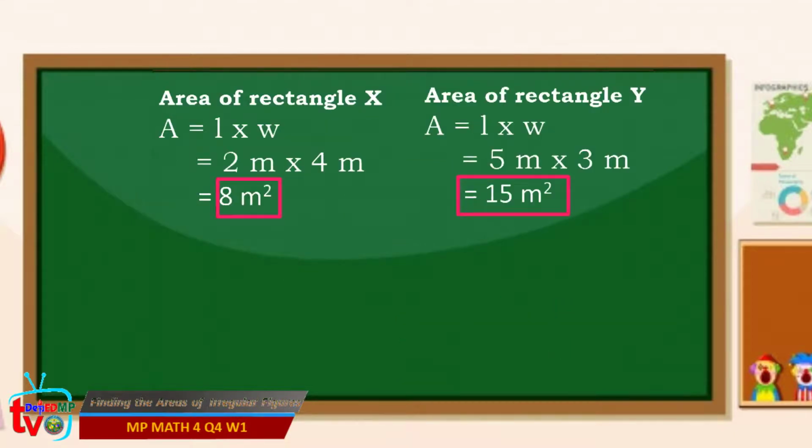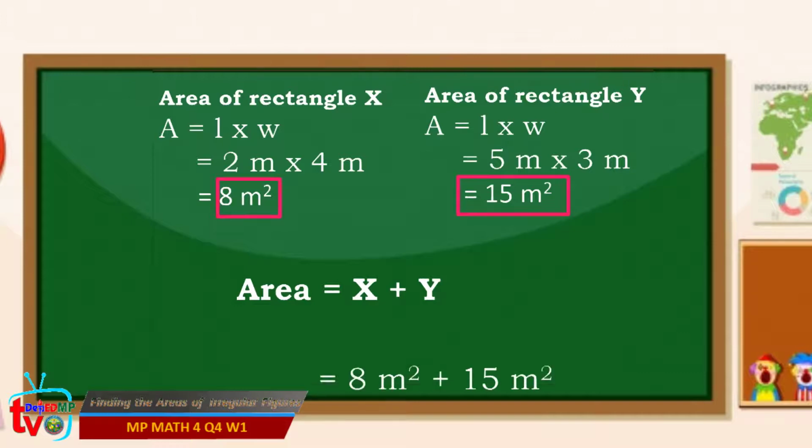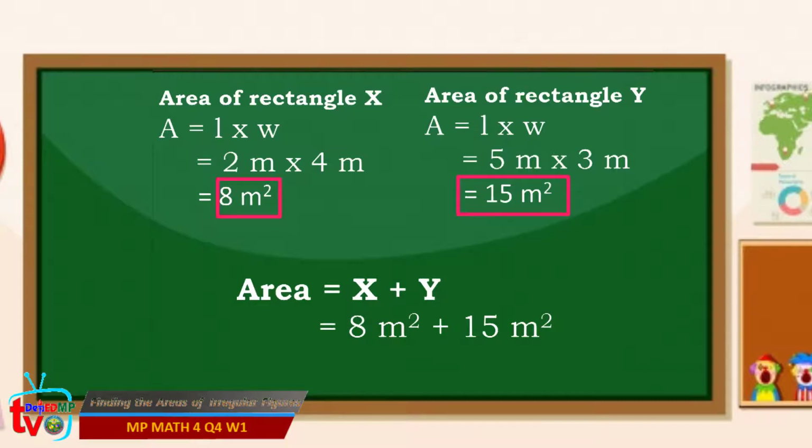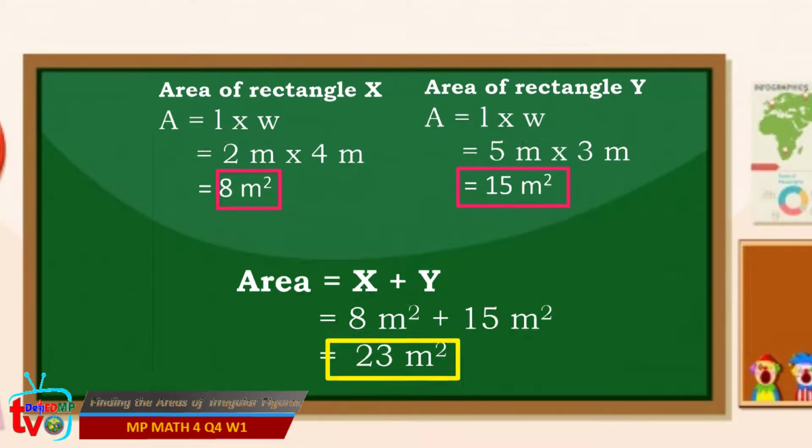To find the total area of the irregular figure, add the area of rectangle X and rectangle Y. Area of irregular figure is equal to X plus Y. 8 meters square plus 15 meters square is equal to 23 meters square. The sum of the areas of rectangle X and Y gives the area of the irregular figure.